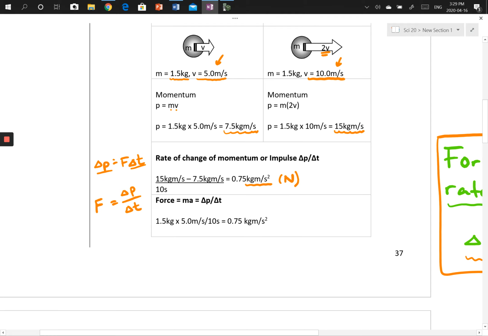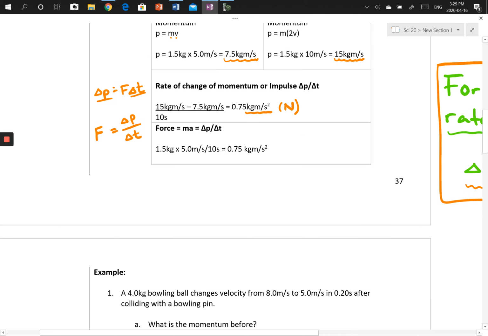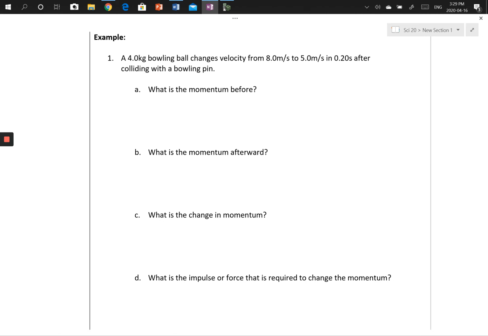Okay, so let's look at another example here. A 4 kilogram bowling ball changes velocity from 8 meters per second to 5 meters per second in 0.20 seconds after colliding with a bowling pin. So we've got a bowling ball going down the lane. It strikes a bowling pin, and then it slows down from 8 meters per second to 5 meters per second. And it makes that change over 0.2 seconds.